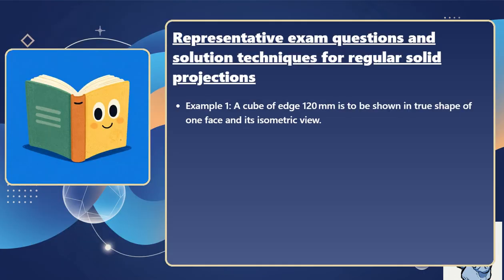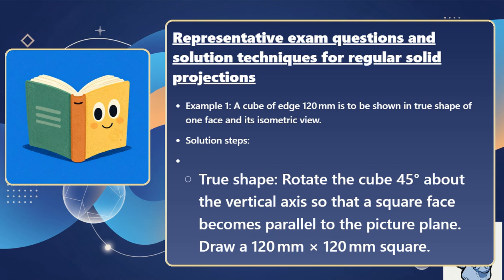Example 1. A cube of edge 120 mm is to be shown in true shape of one face and its isometric view. Solution steps: true shape. Rotate the cube 45 degrees about the vertical axis so that a square face becomes parallel to the picture plane. Draw a 120 mm by 120 mm square.